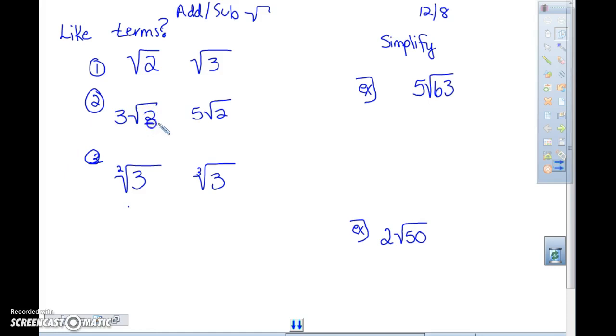Right, so the number under the square root is the same, and the index is the same. They're both square roots. So this one is yes. This one was no. What about number 3? Because the radicand, the number under the root, are not the same. What about the third one? Why aren't they? Right. So in order for them to be alike, the radicand and the index must be the same.